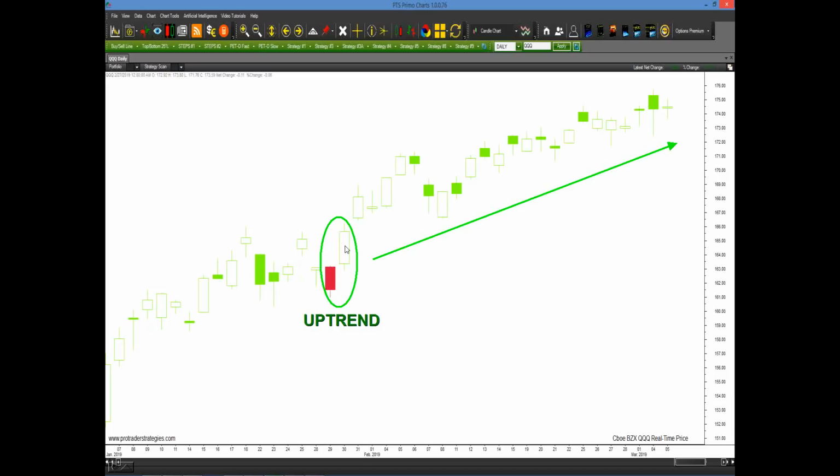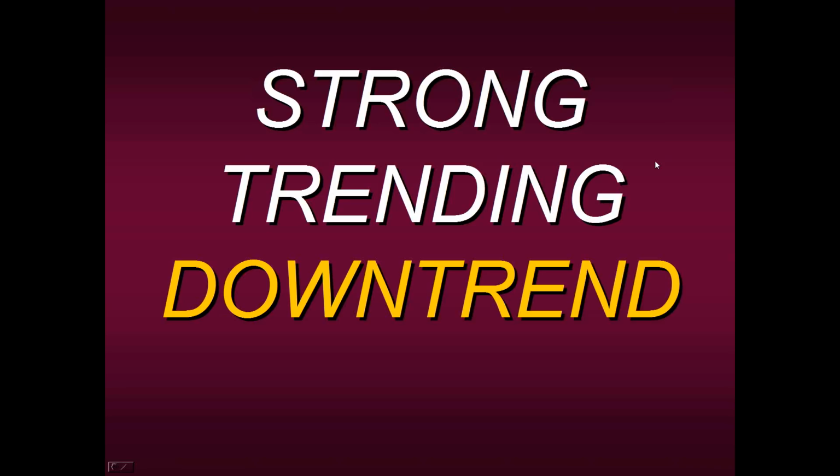This is telling you that that was just an aberration, just a short-term sell-off. We're going most likely back into a trend, and this is going to be a stronger move than the original move. And as you can see, it really did take off after that. Now, the same concept works to the downside for a strong trending downward move.